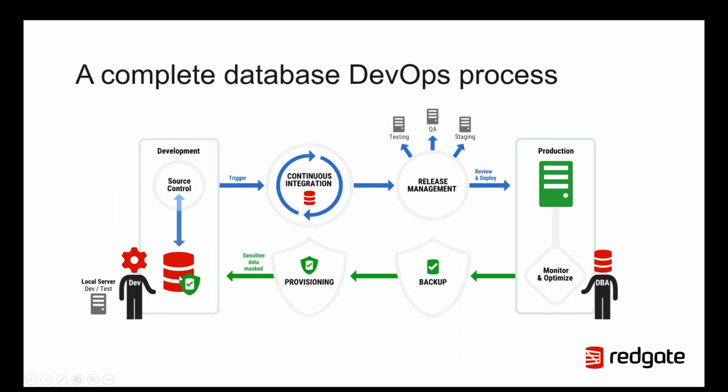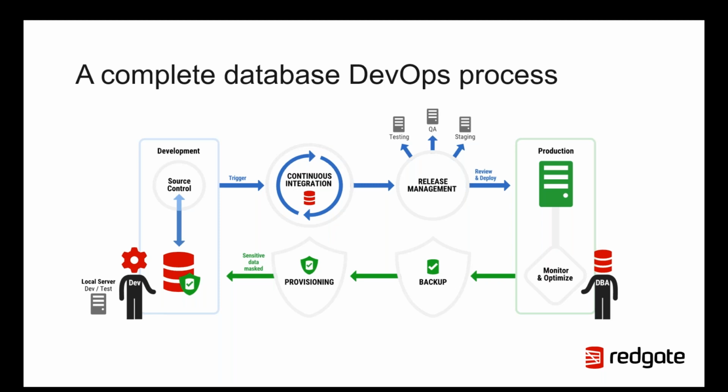Now, with databases, since they carry data, developers and testers normally require some level of data in their dev environments for testing purposes. With that in mind, here's Redgate's preferred database DevOps process. So as you can see, it's less linear with the addition of monitoring, backups, and provisioning and masking, which is basically a major concern to a lot of organizations these days as far as data privacy and protection goes.